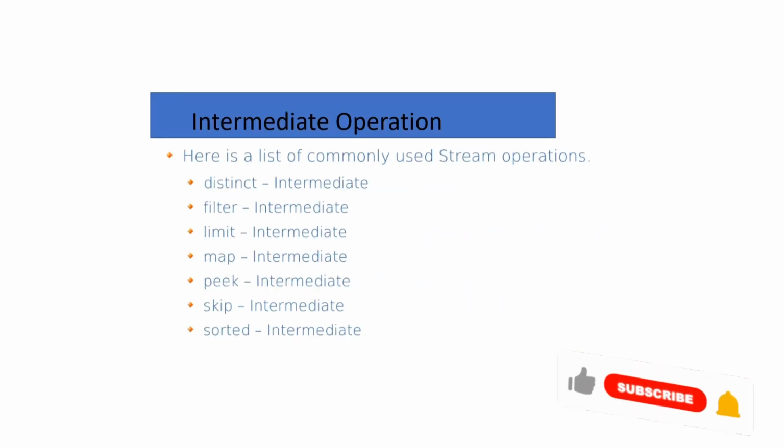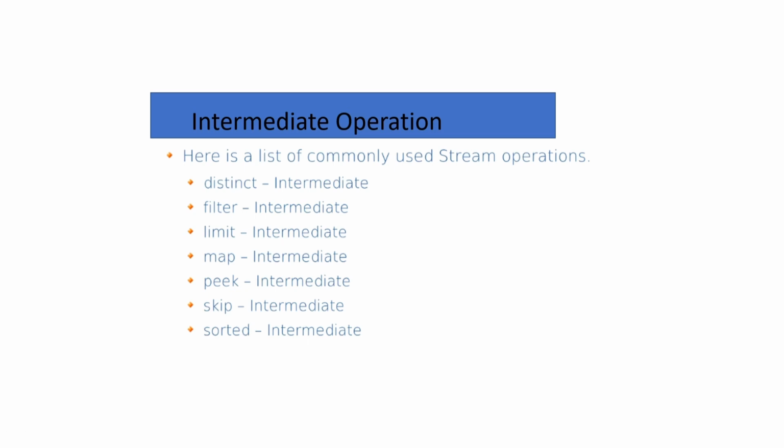Intermediate operations are the operations which, whenever we apply them, return another stream. There are many intermediate operations available in the stream, but I have listed some here. Distinct is one kind of stream operation; if you want distinct elements, you can apply it.